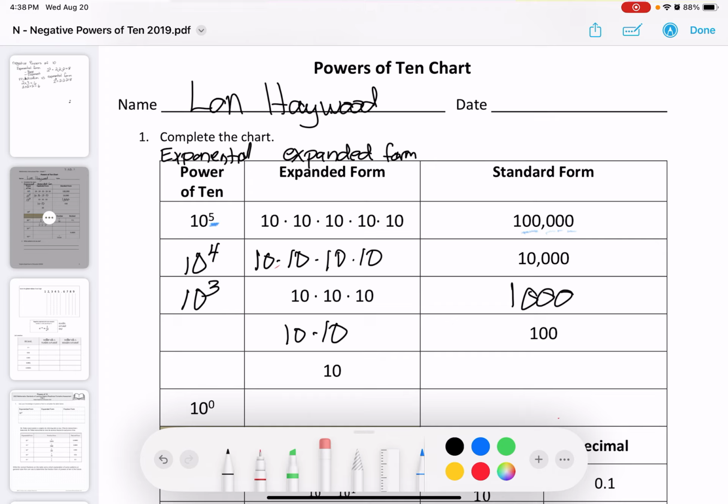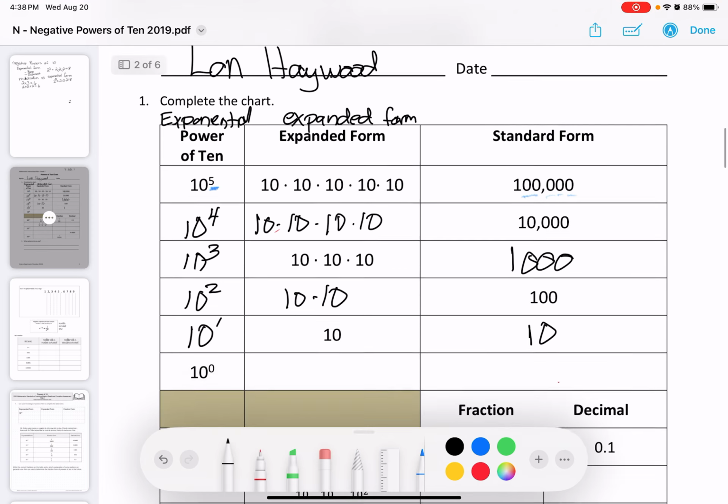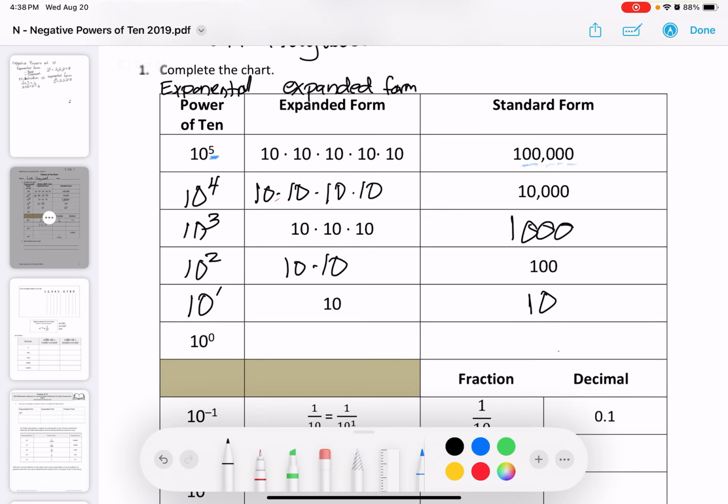Since I'm multiplying 10 two times, that is 10 to the 2nd power, or we can also say 10 squared. Then we have just 10. So this is actually 10 to the 1st power. And in standard form, that is still just 10. Any number written to the 1st power is just that number.